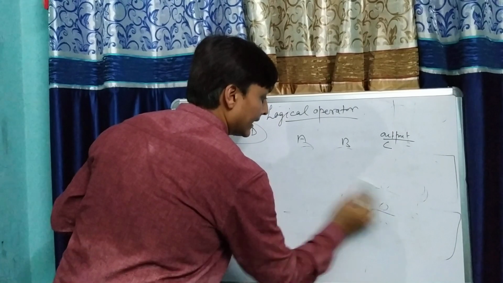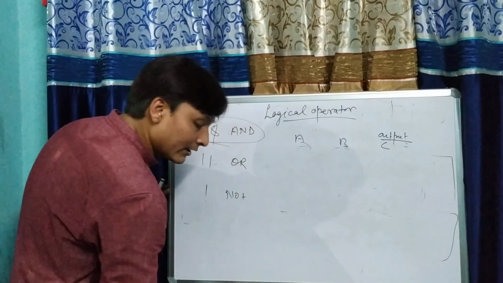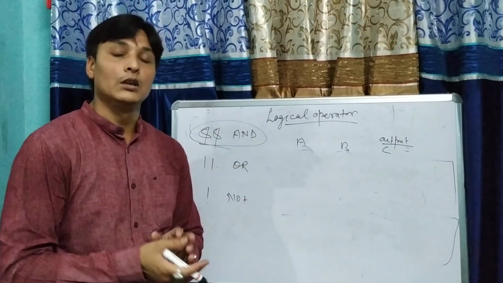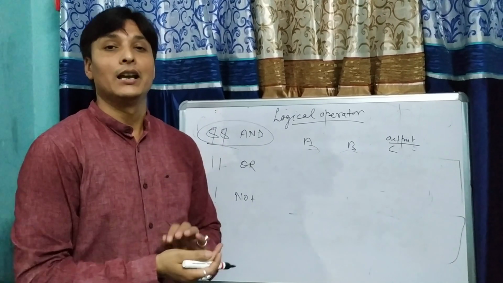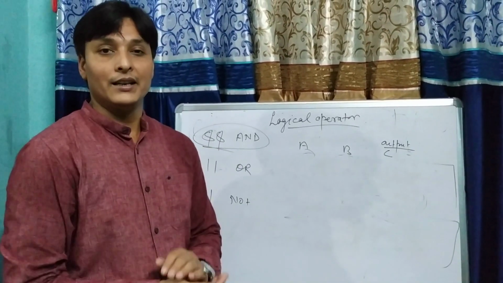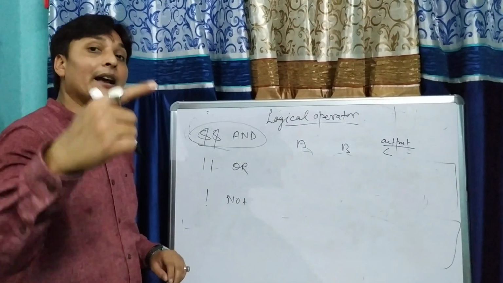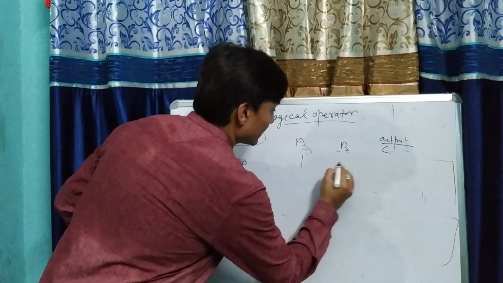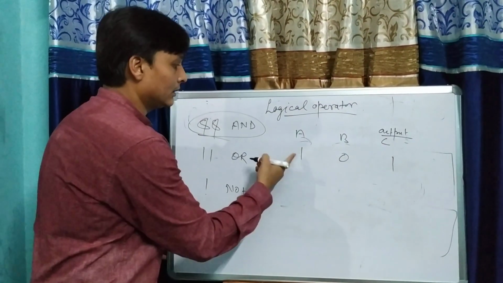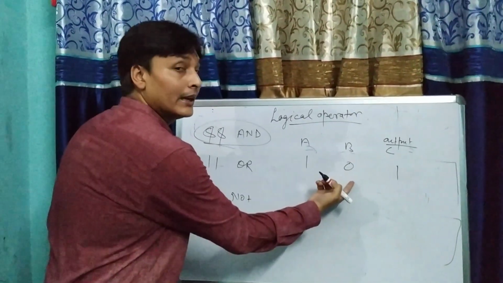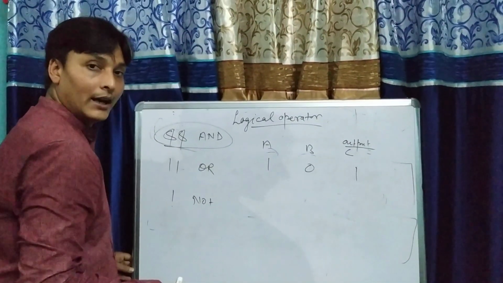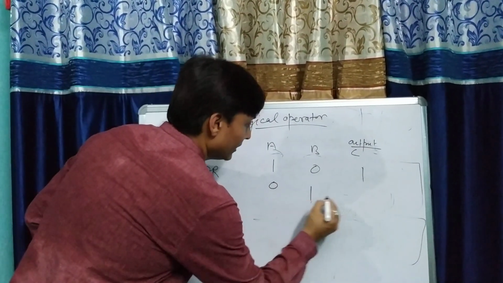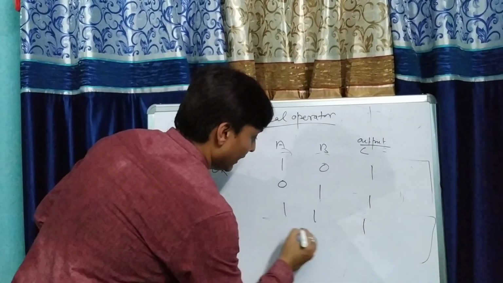What is the important thing in the case of AND, students? If both inputs are 1, 1, the output will be 1. Or if both inputs are true, the output will be true. But in the case of OR, if any one input is true, the output will be true. Here the input A is 1 and the input B is 0, the output will be 1, meaning true, if any one input is true. Next, 0 and 1, 1 and 1, and 0, 0.